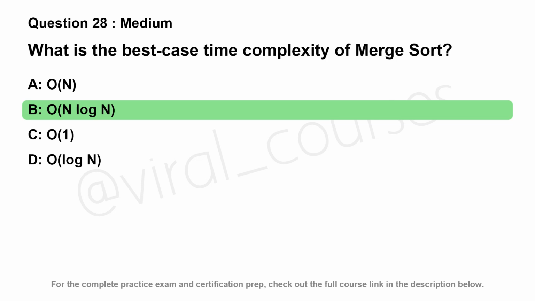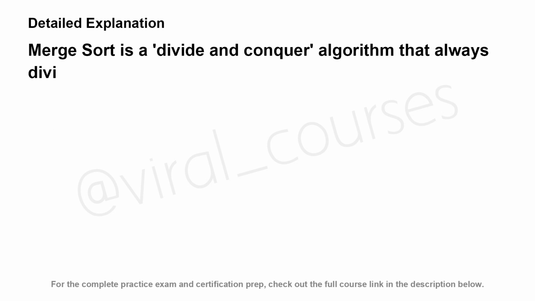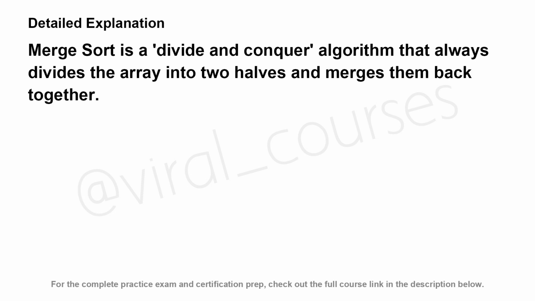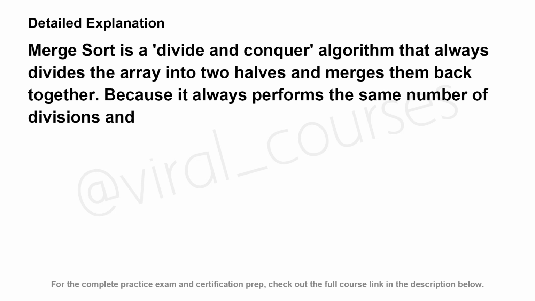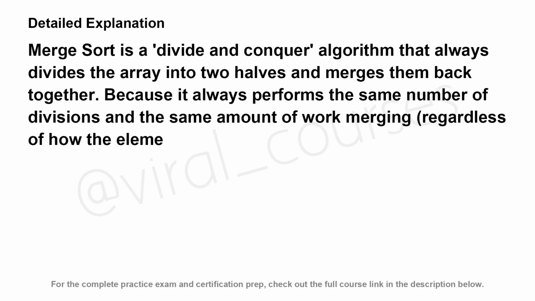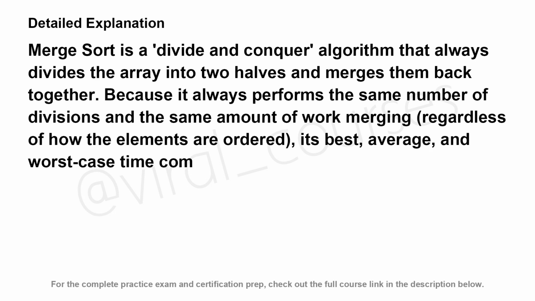The correct answer is B. Merge sort is a divide and conquer algorithm that always divides the array into two halves and merges them back together. Because it always performs the same number of divisions and the same amount of work merging, regardless of how the elements are ordered, its best, average, and worst case time complexities are all O(n log n).